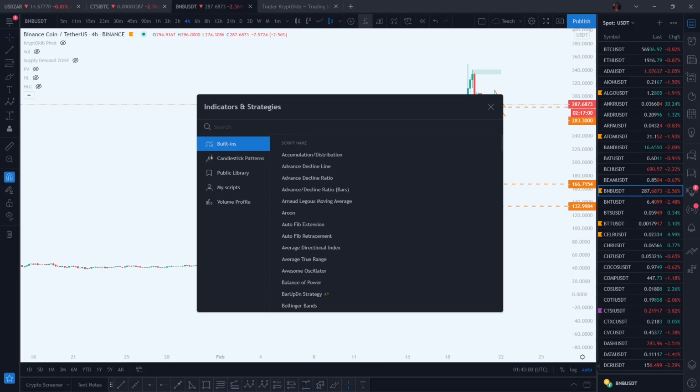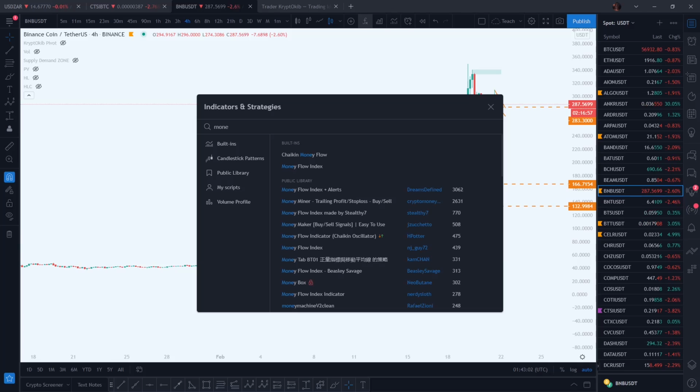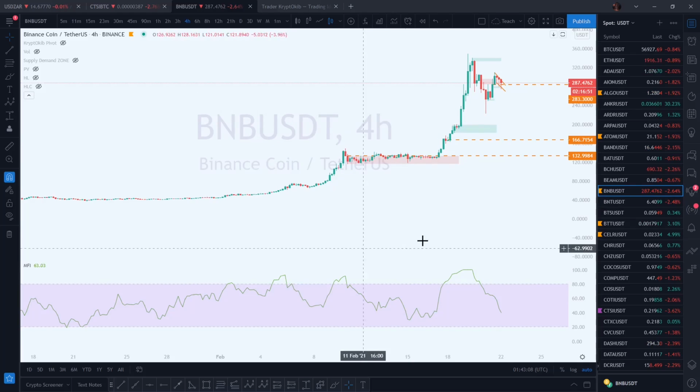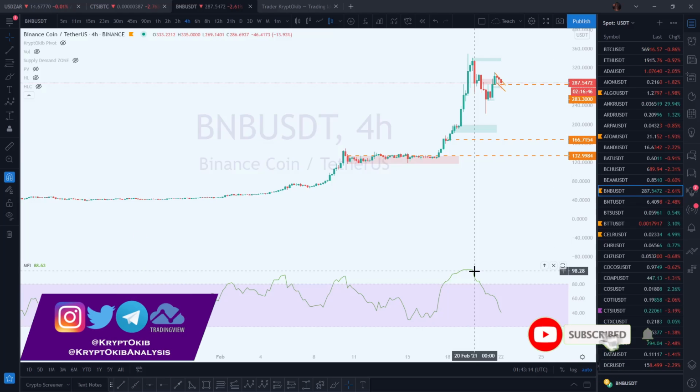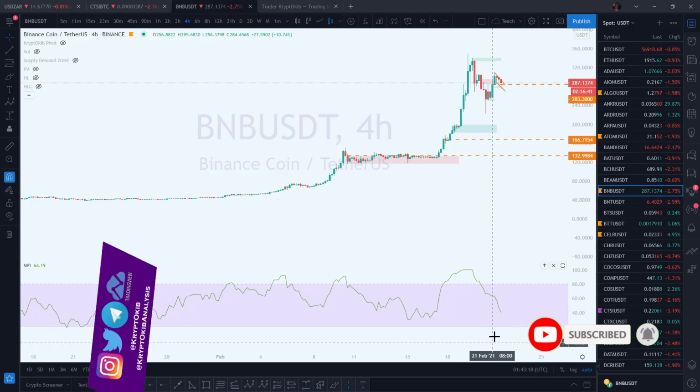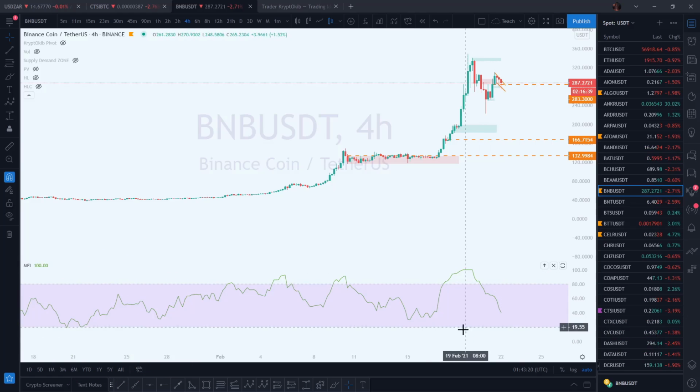So once you know the money flow index, we have another one which is the Chaikin money flow. You just have to study all these things. They are basically the same. This now is compressed between 0 and 100. We also have the overbought zone, and we have the oversold zone.